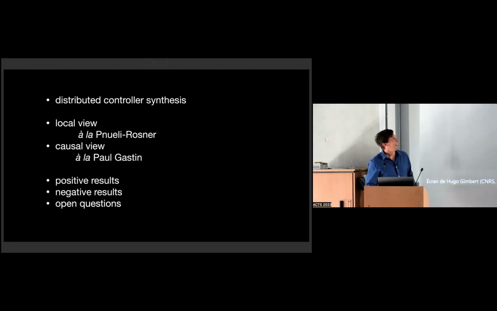I can. So the talk is about distributed controller synthesis. I will give you the background and the definitions to understand exactly what the problem is. But let's say from now that there are two ways to consider distributed controller synthesis when you are from the automata community. You can consider the control problem with local view, à la Pnueli-Rosner, and control problems with causal view, à la Paul Gastin. From those two perspectives, I will give you positive results, negative results, and also share some open questions for further work.